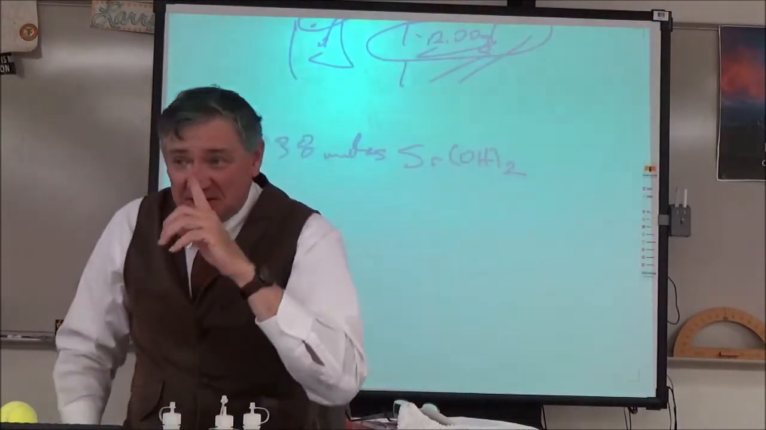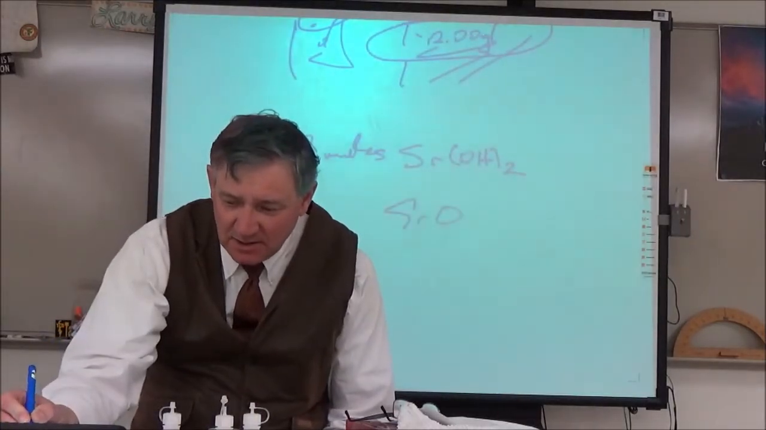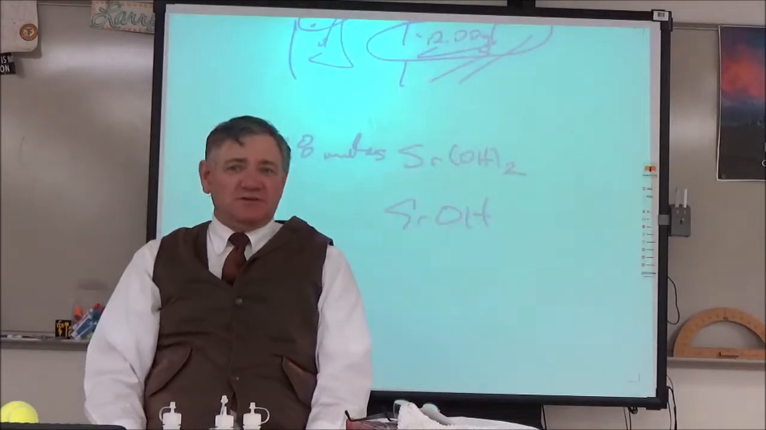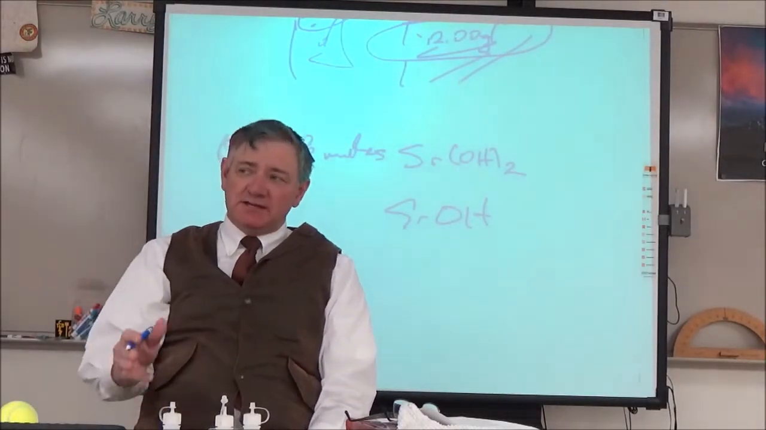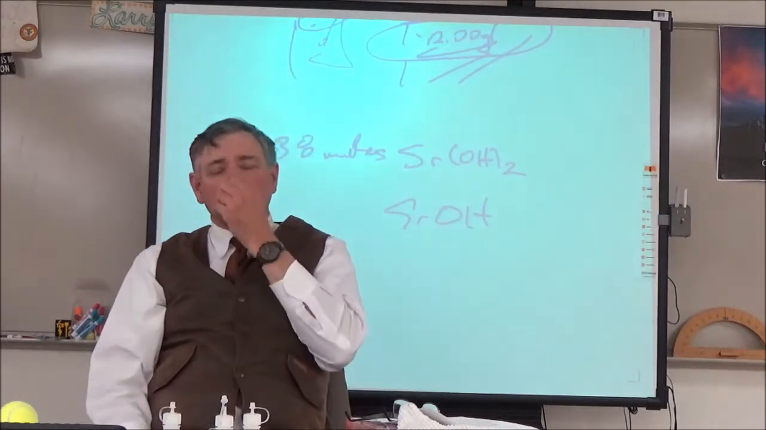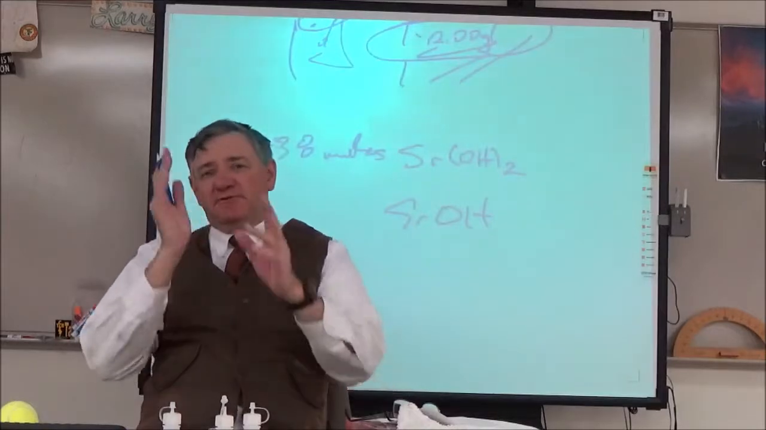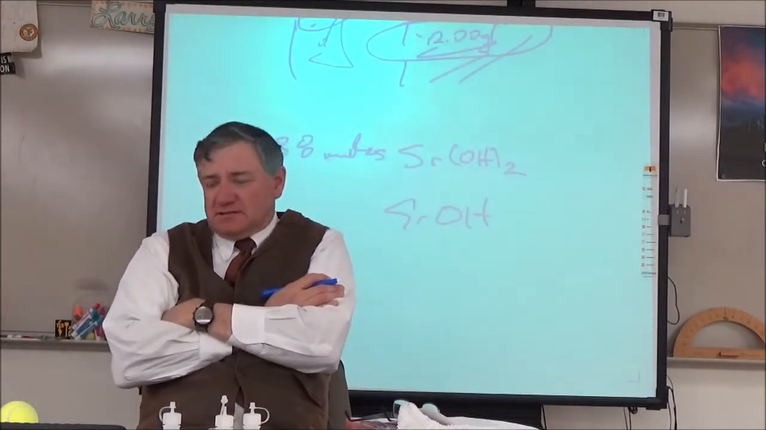Because here's what everybody does wrong. They write strontium hydroxide as SrOH. Okay? That's what they do wrong. You have to pay attention to the oxidation states. Now, how could you look at the periodic table and figure out that strontium has a charge of 2+? It's in the second column.